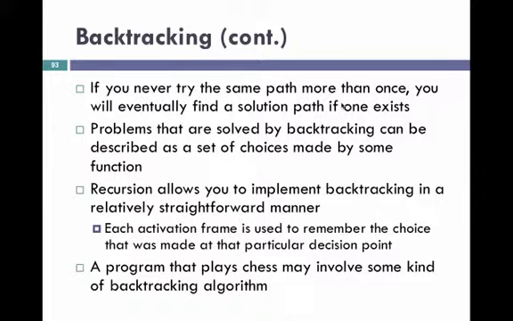Now, if you never try the same path more than once, you'll eventually find a solution if one exists. Problems that are solved by backtracking can be described as a set of choices made by a function. Recursion allows you to implement backtracking in a relatively straightforward manner. Each activation frame is used to remember the choice that was made at that particular decision point. A program that plays chess may involve some kind of a backtracking algorithm.